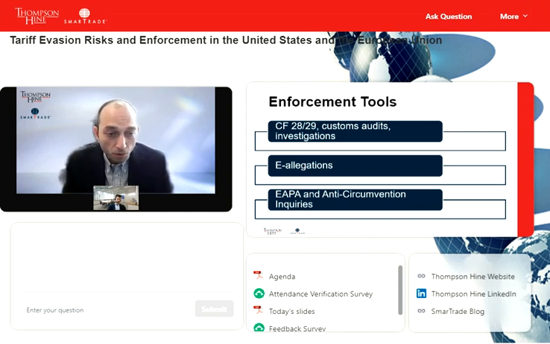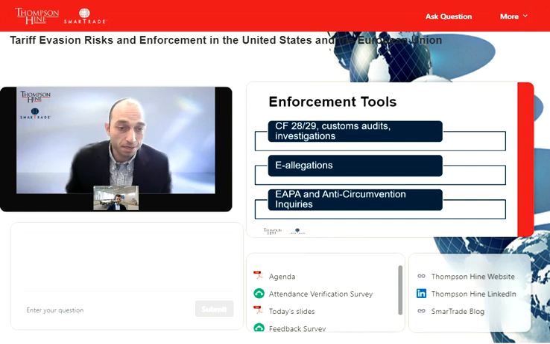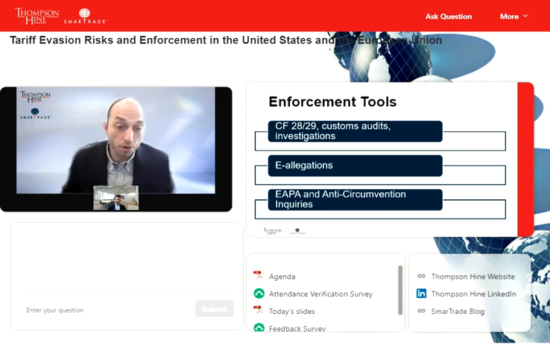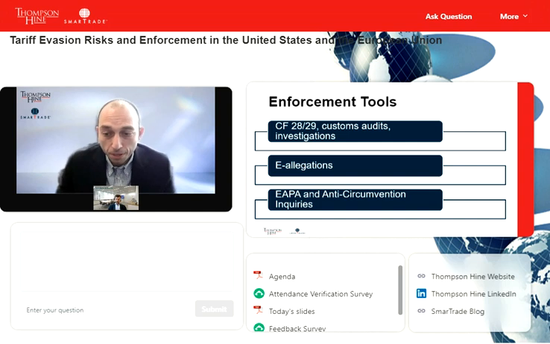And then another tool is the anti-circumvention inquiries that are dealt with by the Department of Commerce, another agency, and they conduct these anti-circumvention inquiries, or even in some cases scope inquiries, to address the circumvention of the anti-dumping or countervailing duty orders. And if there's an affirmative finding of circumvention, Commerce can extend the scope of these trade remedy orders to products processed in third countries or to certain companies that are found to be circumventing the orders.